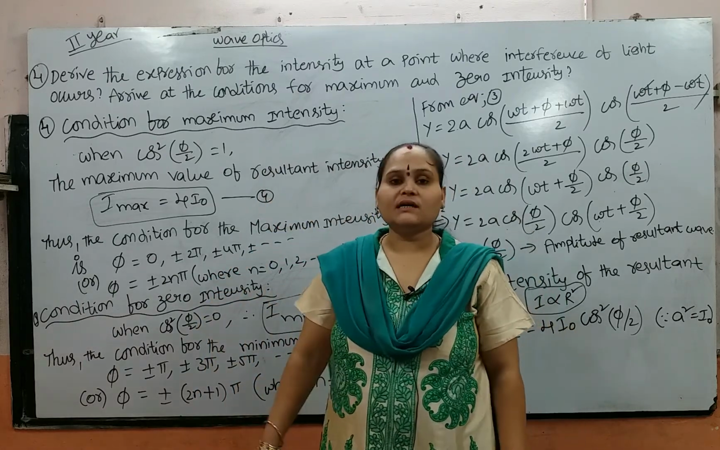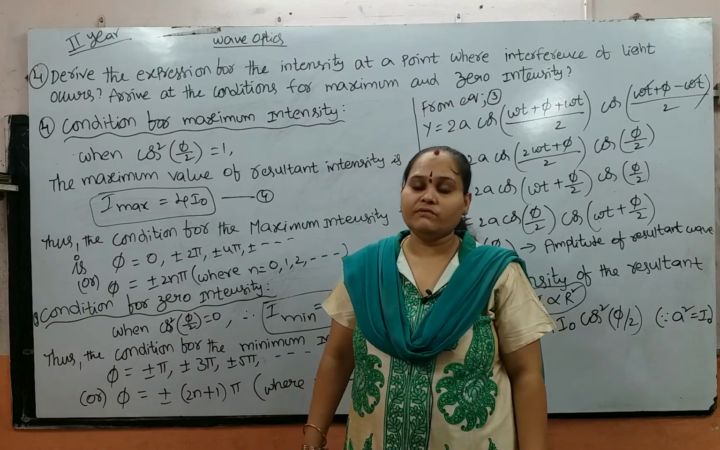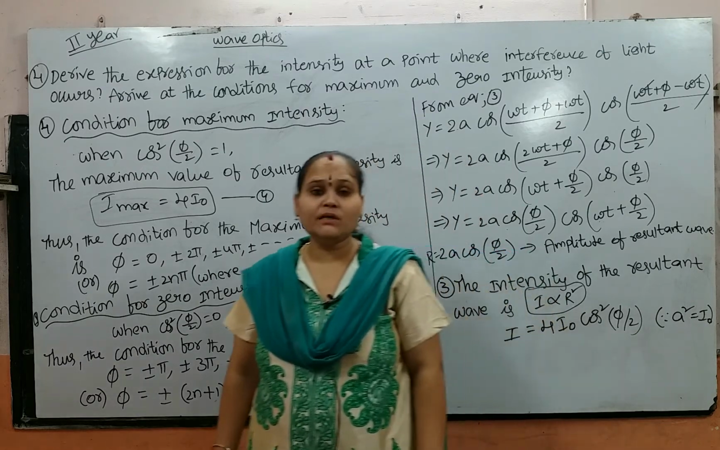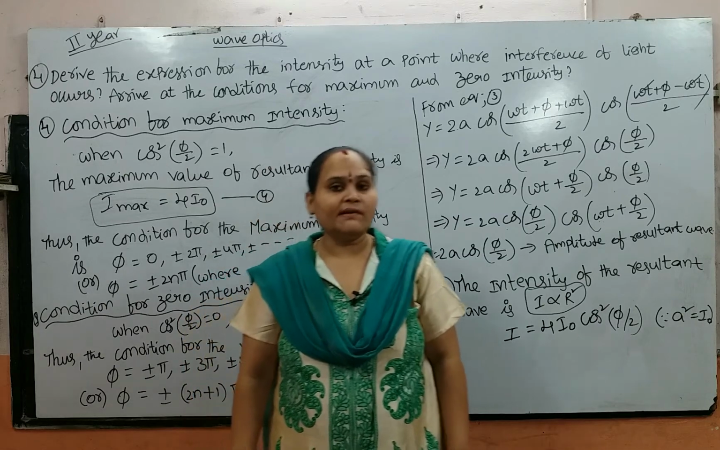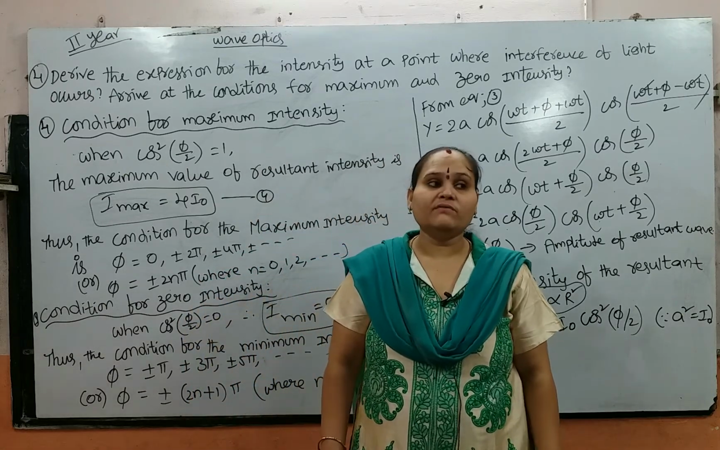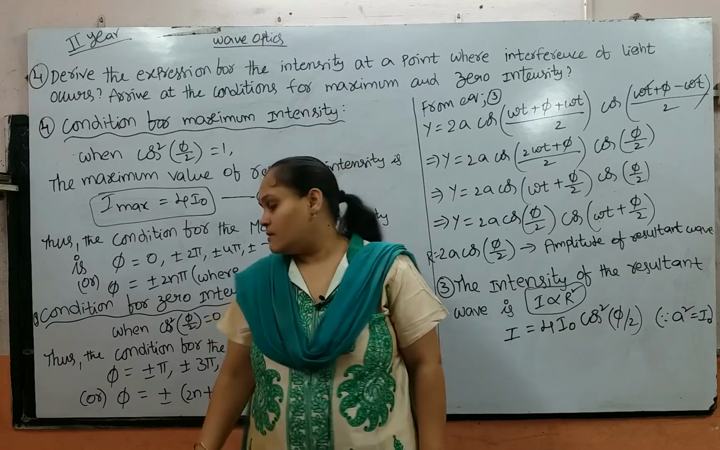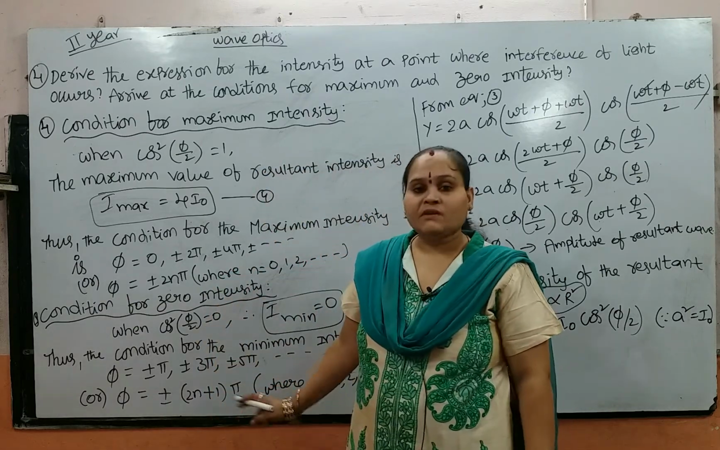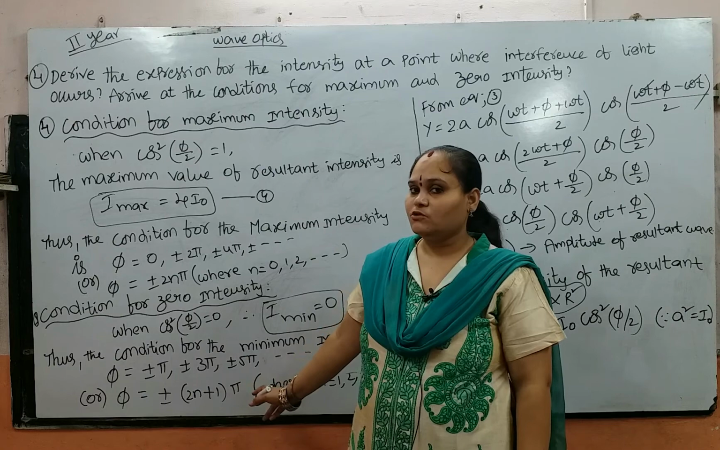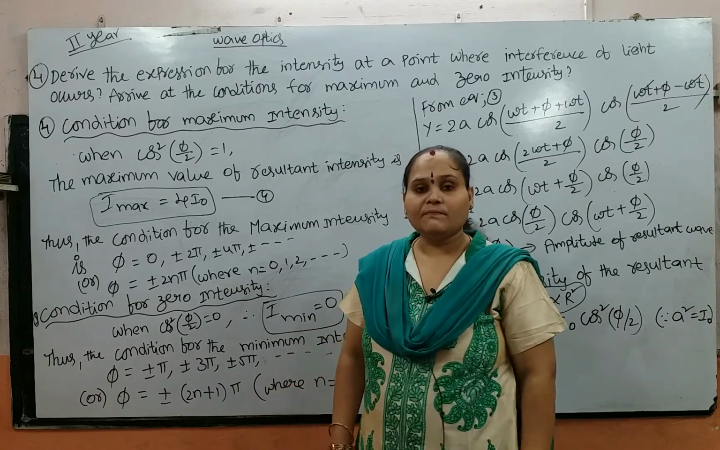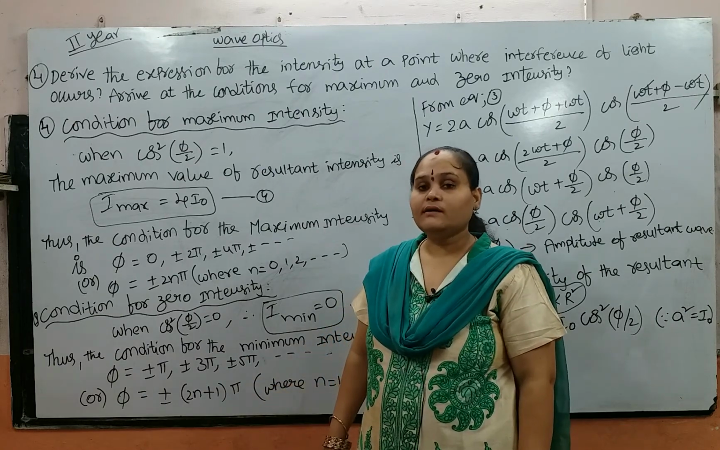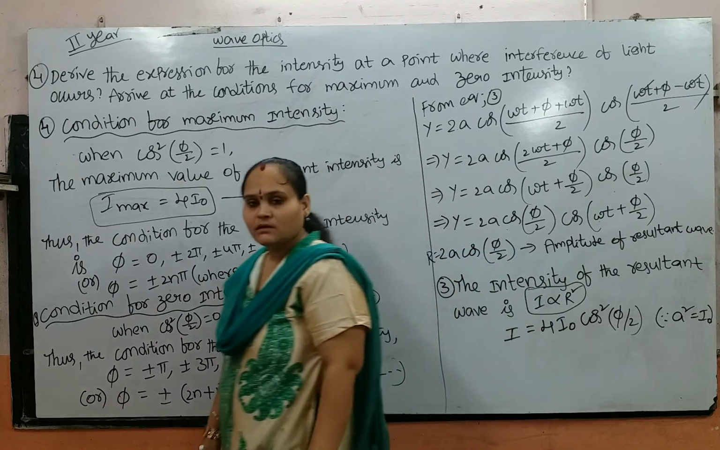And next one is the condition for the zero intensity. Now we will get 0. That means I minimum will be equal to 0 when cos square phi by 2 is equal to 0. That means phi will have the values plus or minus (2n plus 1) into pi, where n equals 1, 2, 3 and so on. Next we will discuss the next topics.